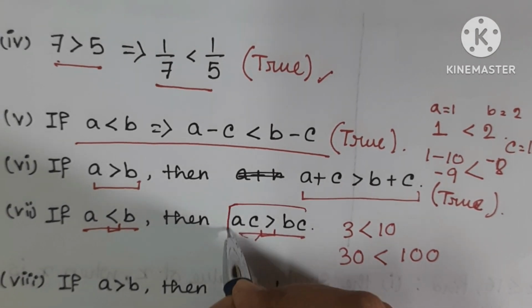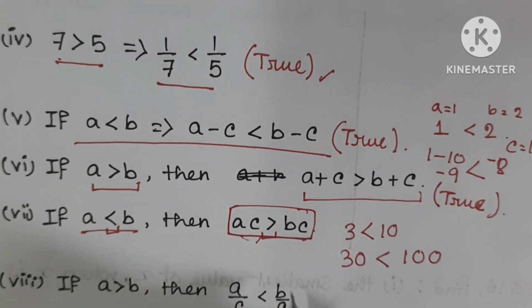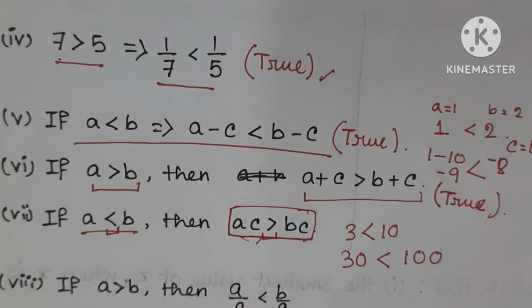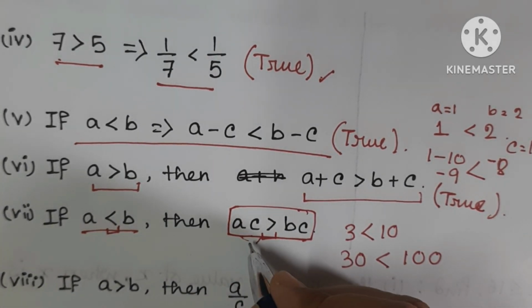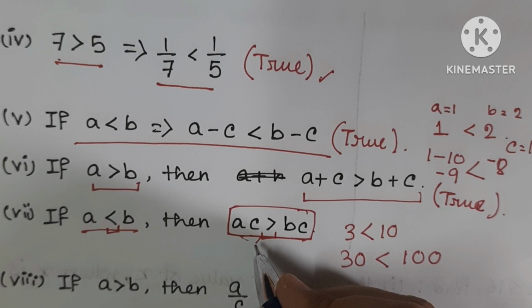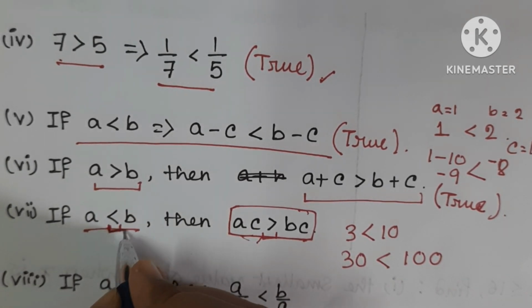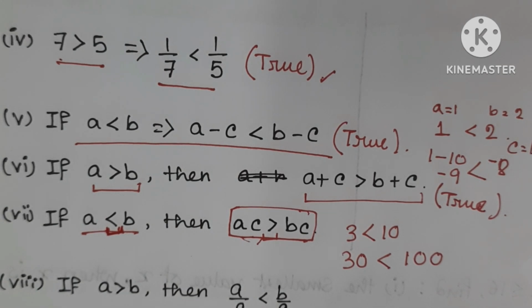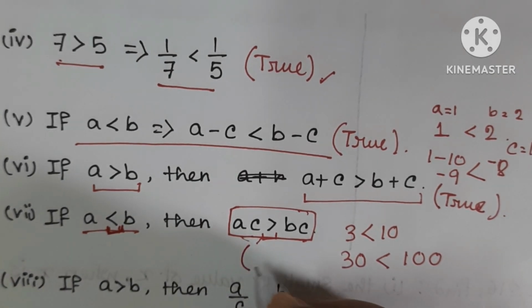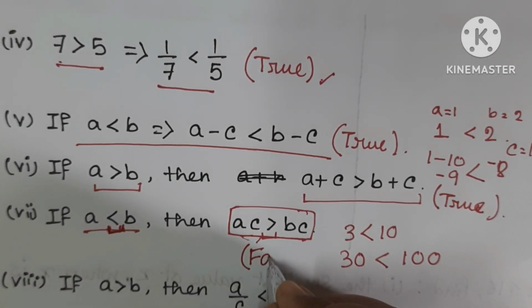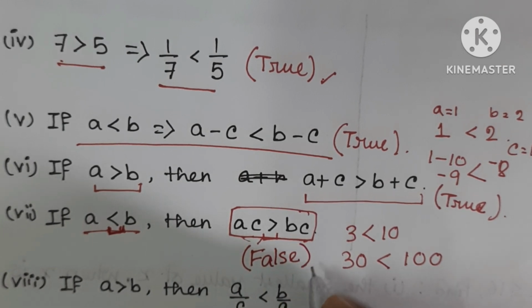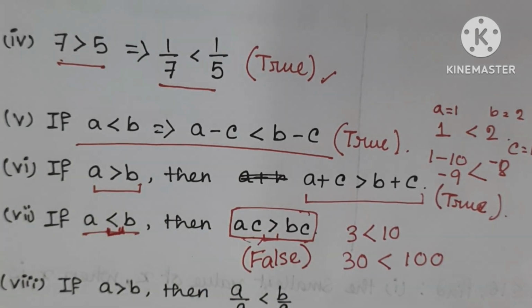So the sign of inequation remains same. The sign changes only when C is a negative number, not in case of a positive number. If C is a positive number, then the sign of inequation will remain same. So this is false, because it is not true for any real number. Okay, next one.